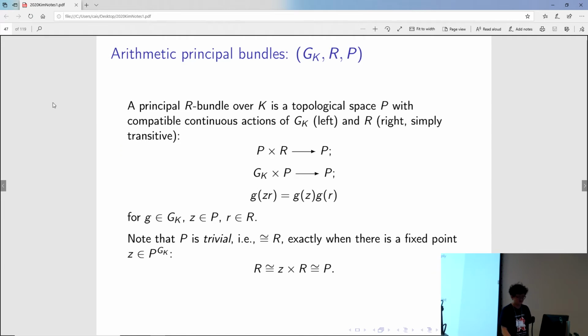So these form a category, which I won't spell out right now, but for the moment, let me note that the principal bundle is trivial. This triviality notion is quite important here. That is, it's isomorphic to the trivial principal bundle R exactly when there's a fixed point for the Galois action. Fixed, that is, it's trivial with respect to all the structure exactly when there's a fixed point. Of course, if it's isomorphic to R, then the origin is fixed, right? Because the Galois group is acting by group automorphism, the origin has to be fixed. On the other hand, if there's a fixed point, then the action by R, when you let R act on that fixed point, that will induce an isomorphism between R and the principal bundle P.